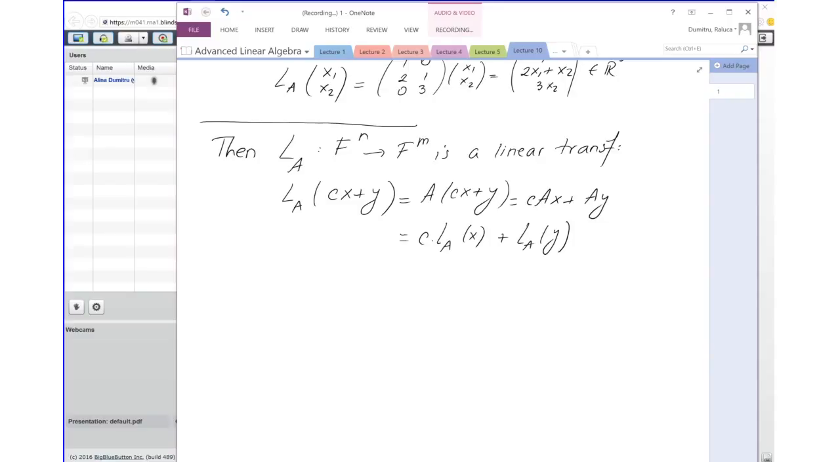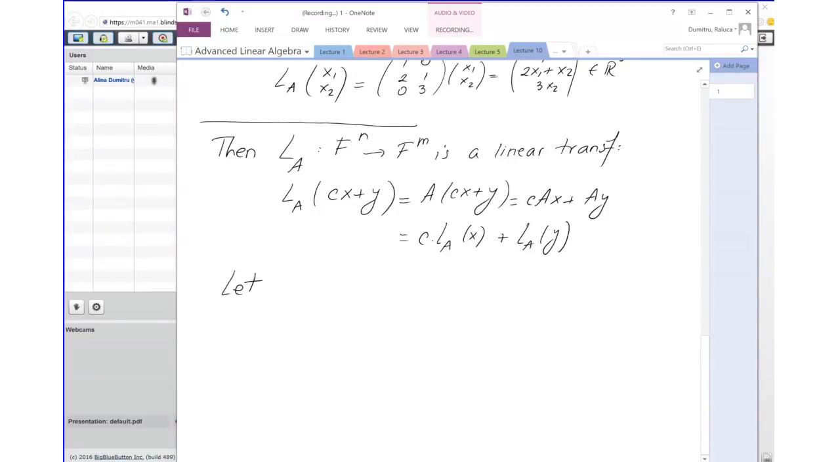Okay, so now I don't want to just define a linear transformation. I want to define it in such a way that the matrix of L sub A is that A. So the connection between them is deeper than just multiplication or something. So let's look into that.